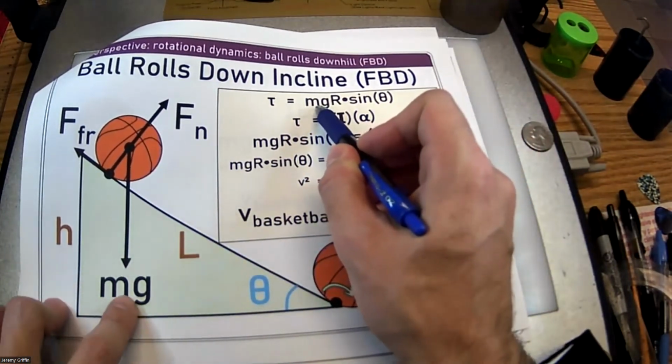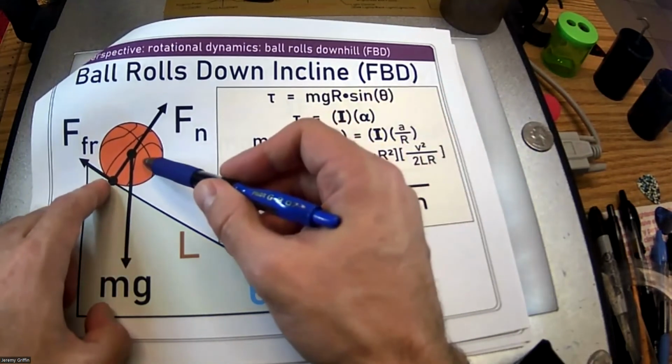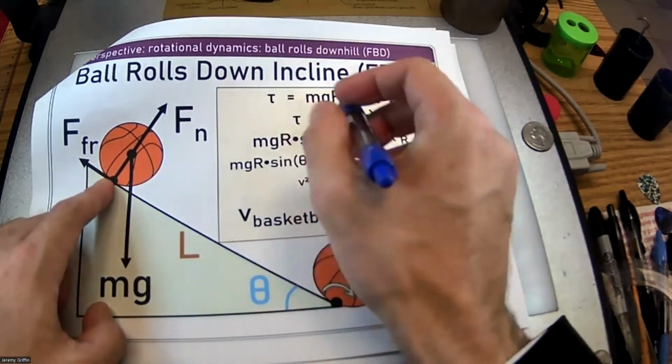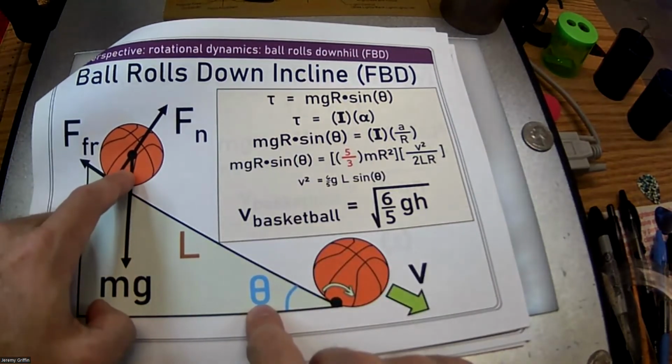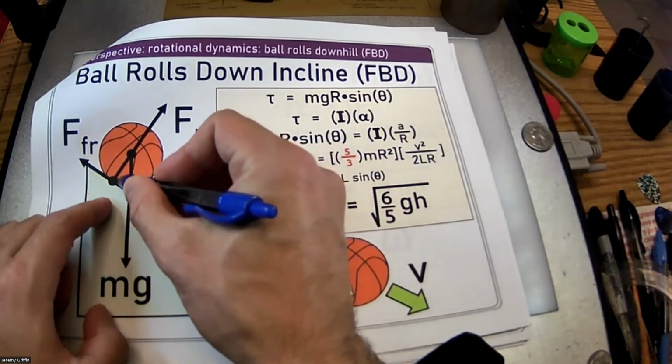So mg is the weight, that's the force, okay? Acting at some radial distance along r. Now, if this were a perfect vertical wall, it would just be r. But I need r times sine of theta, right? So this angle theta is equal to this little theta up here. It's the same angle, right? And then here's your lever arm. You can think of it like that.